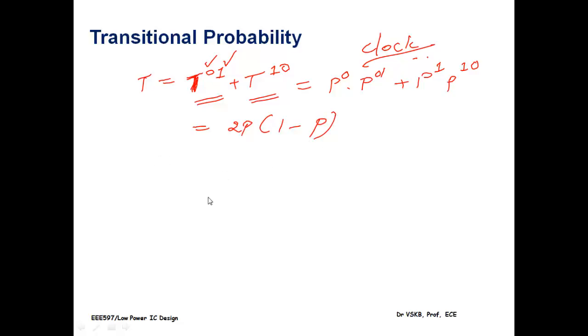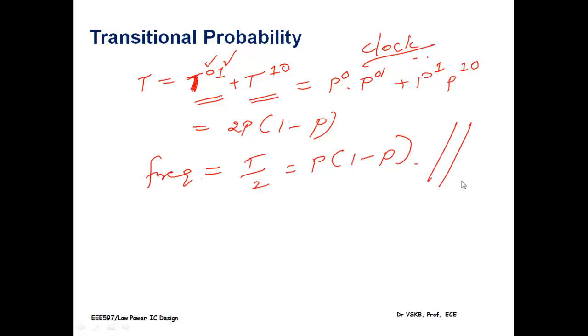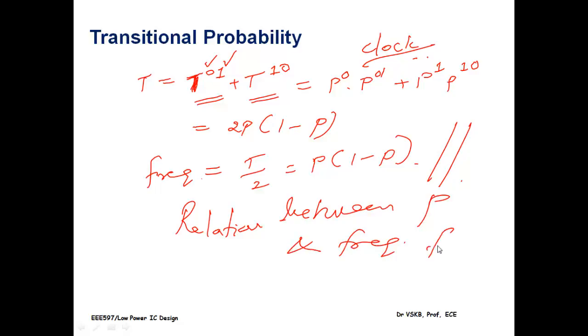If I have this as a transitional probability, I would want to know at what frequency my circuit is changing, at what frequency a particular node state is changing. So that would be equal to the capital T divided by 2, and that would be P times 1 minus P. So this is what I call the relation between the probability and the frequency F.